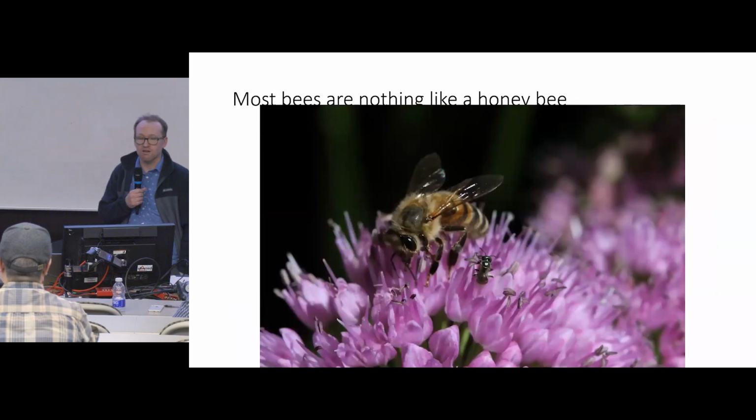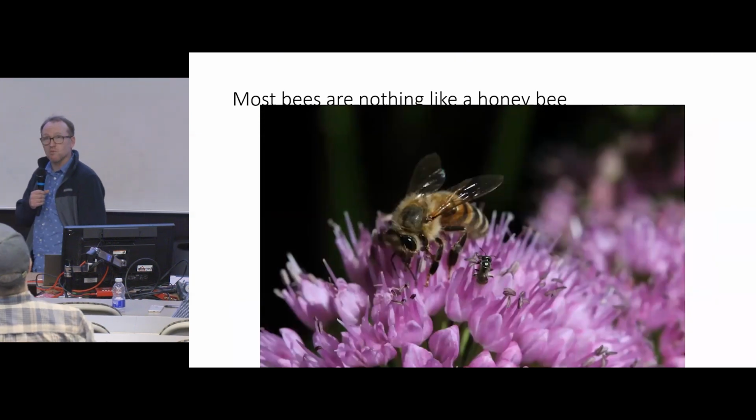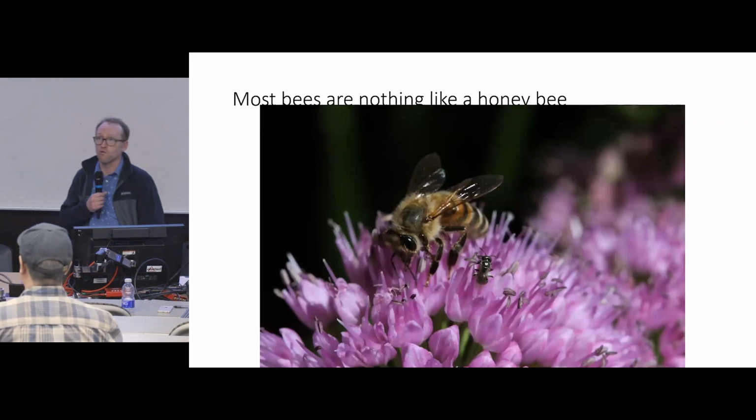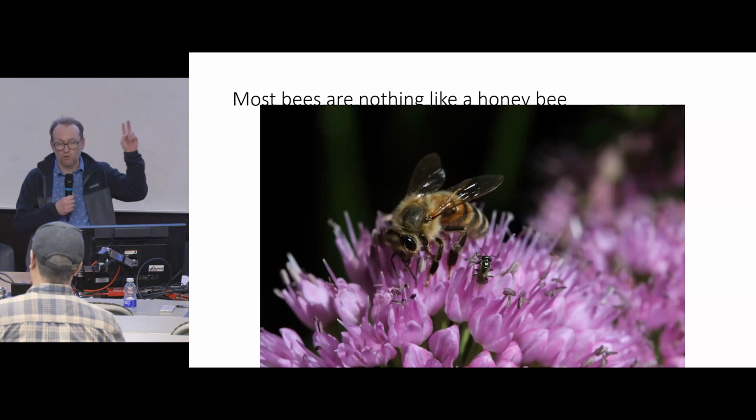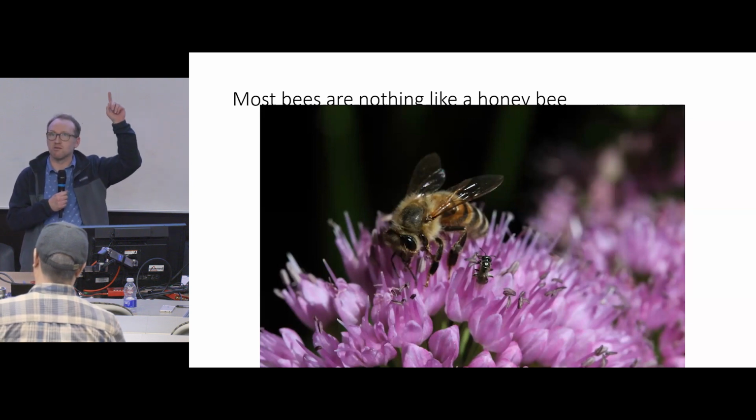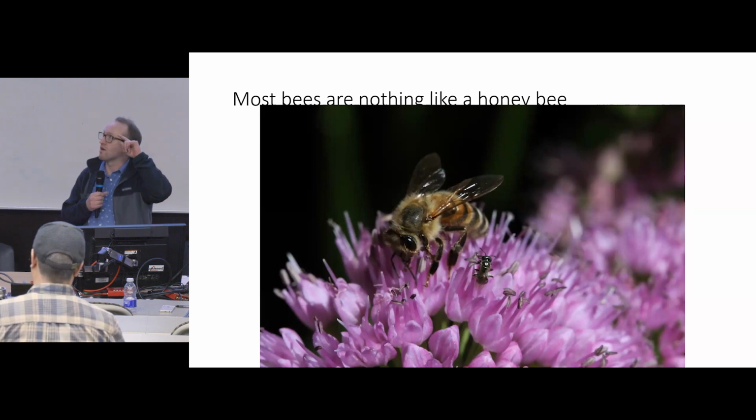Most bees are not anything like a honeybee. A honeybee is an introduced species, so it was brought over by Europeans in the 1600s. So these are both bees on an onion flower. There's a honeybee, the larger one, and then the sweat bee is a little small species in front. And so these are really small, often get ignored.